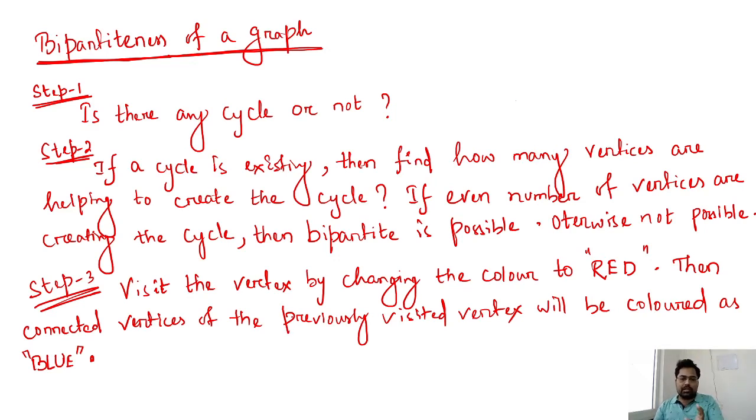So visit the vertex by changing the first one you are visiting to red. Next you change it to blue. Do not go for 0 1 minus. This is not exactly the way to represent the color. A 0 1 is not to be written. This is a purely wrong concept. I have seen it everywhere.